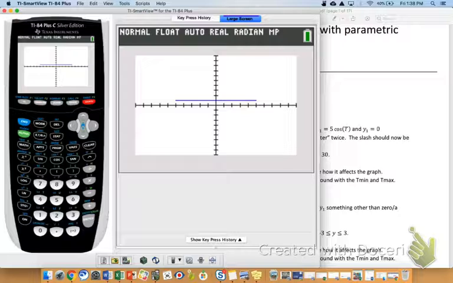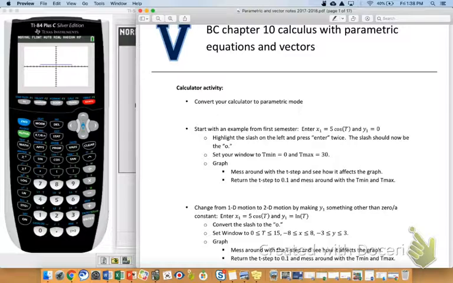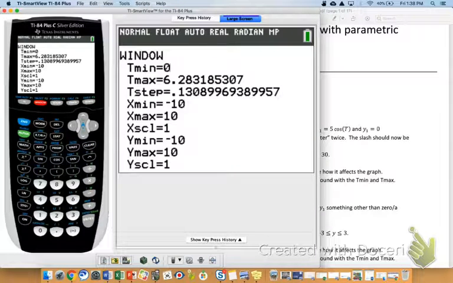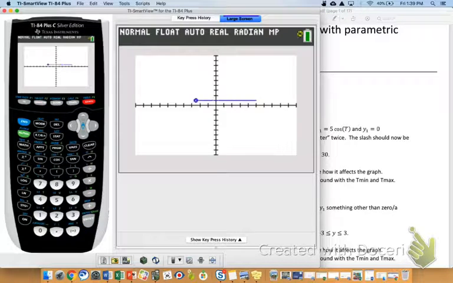Okay, so guys, it says here in your instructions, it says to set your window. Let's do the window right now. So did you all do that? My window should be T min 0, T max 30. There's something called a T step in there, which we'll talk about. But I'm going to go T min from 0 to the max 30. Watch mine for just a second. Watch what happens. So hit graph, and watch the ball go, and it stops right there.